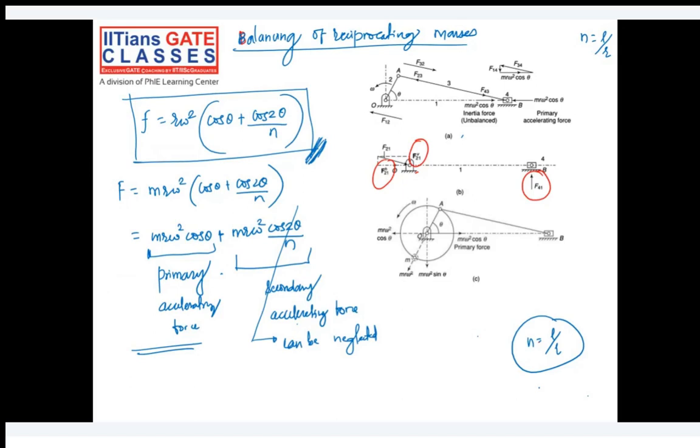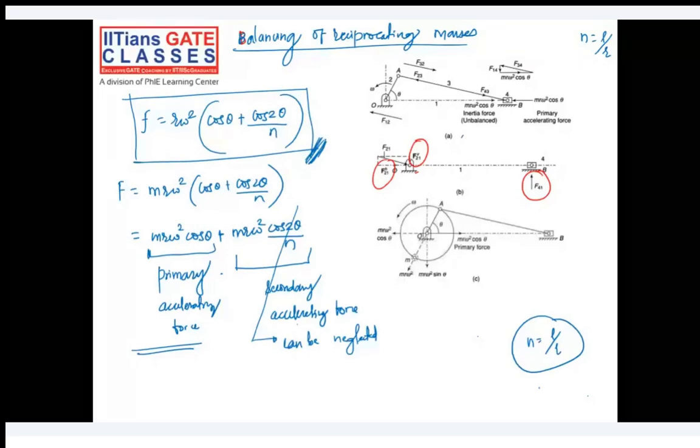Is it clear? Are you getting how we have written this? Now, out of this, which are all the unbalancing forces? So in the horizontal direction, how many forces are there? Only one force is there. What is the value?